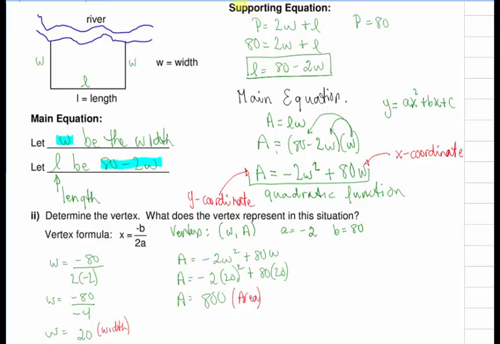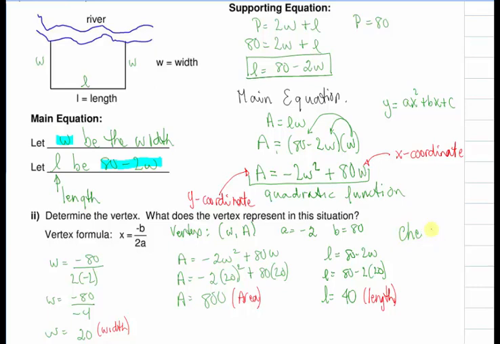Well, we're going to go back to our supporting equation, and notice we have an expression for the length. We know that the length is 80 minus 2W. So that's what we're going to use to determine what the length is. So the length is equal to 80 minus 2W. I know that W is 20, so I'm going to substitute that in for the W in the formula. And then I'm going to simplify, so I get 80 minus 40, which is 40. And now I have the length.